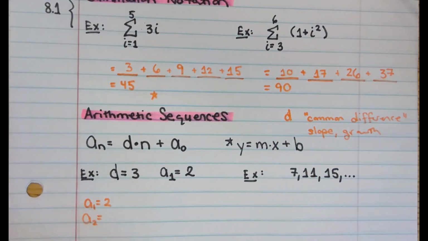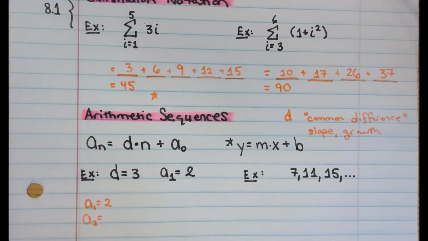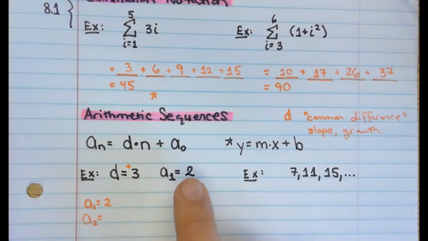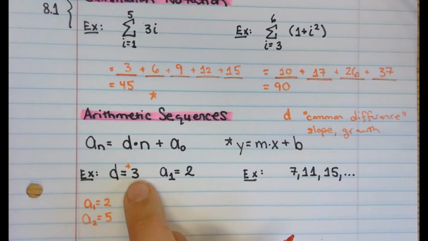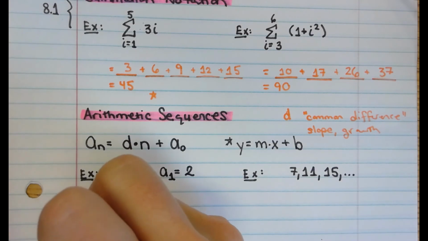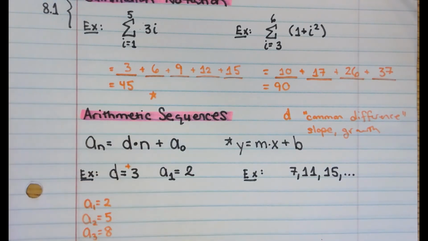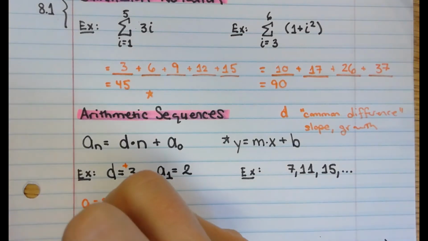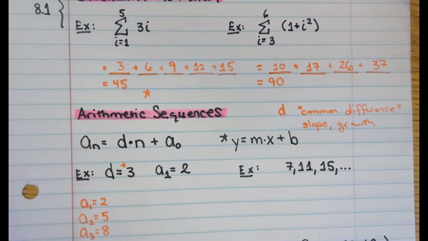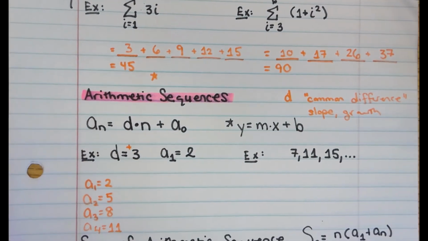Okay, so the common difference is 3, and that's a positive 3. So 2 plus 3 gets us to 5, and I'm going to keep adding 3. Okay, so 5 plus 3 is 8, and 8 plus 3 is 11. Okay, I'm going to stop right there because I ran out of room. So there are the first 4 terms.